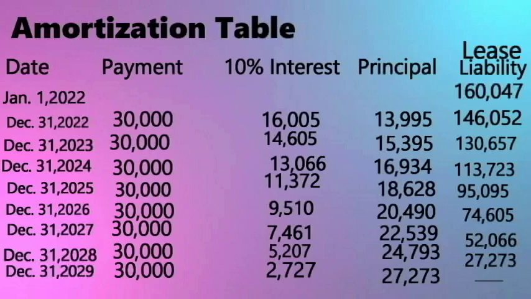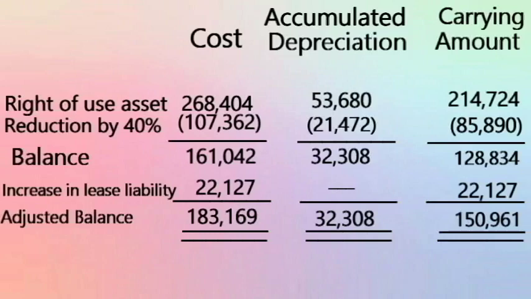So, for the succeeding years, same process din yung pagkuha natin ng interest, principal, and the present value of lease liability each year. So, next step is we are going to compute for the adjusted balance in each account. So, meron tayong 3 columns here, the cost, accumulated depreciation, and the carrying amount. So, dito, may makita natin yung sa gilid, yung right of use asset.